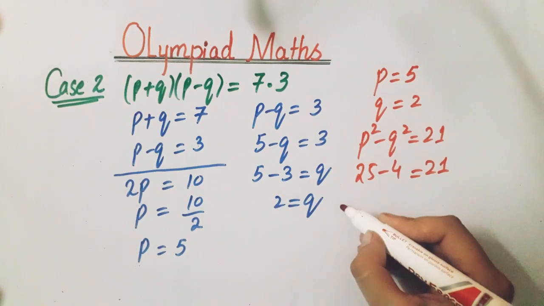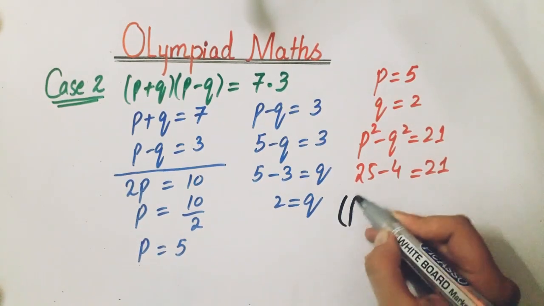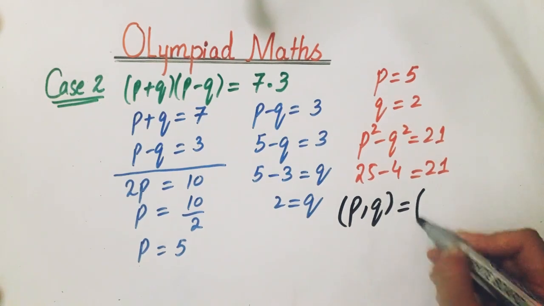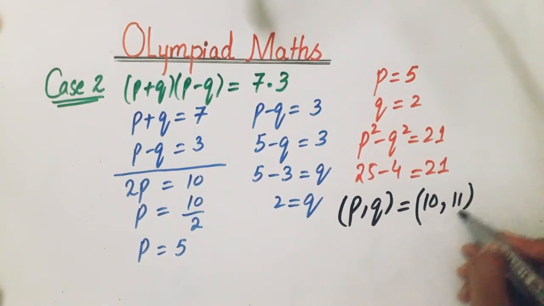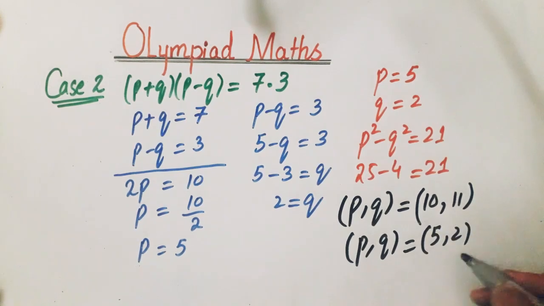So the final answer of this question is (p, q) equals (11, 10) and (p, q) equals (5, 2). So this will be the answer.